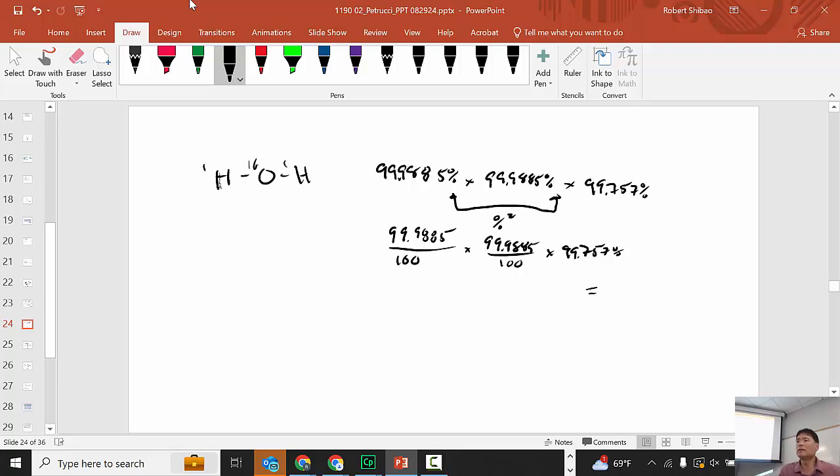What was that answer again? Why don't you just punch this in your calculator and see what you get? 99.727%. Is that correct? How many sig figs are we allowed here? We should be allowed 6 sig figs. So give me one more digit.